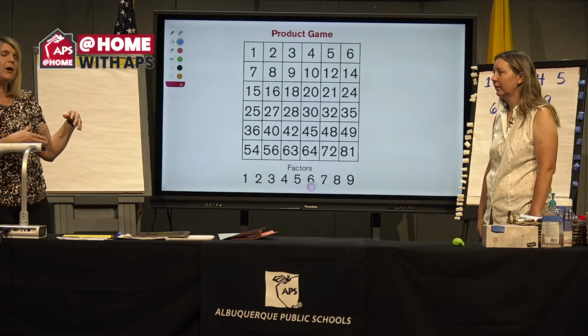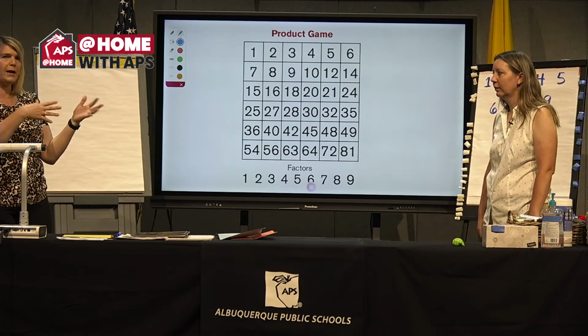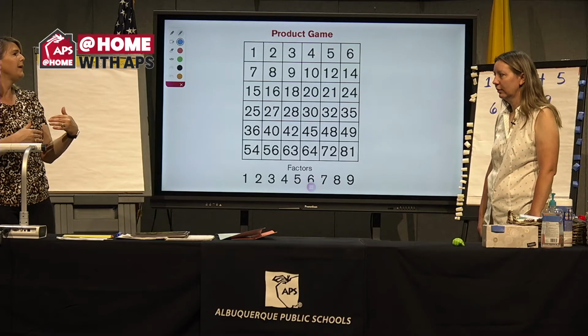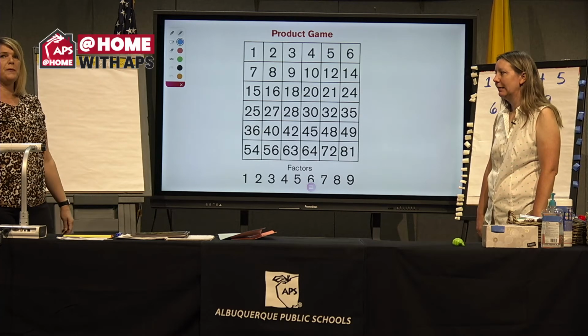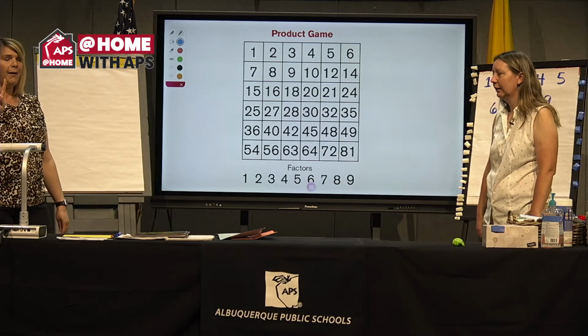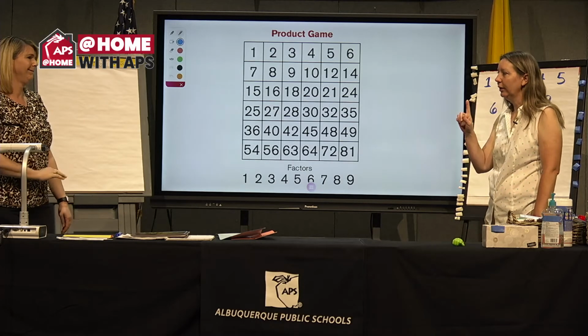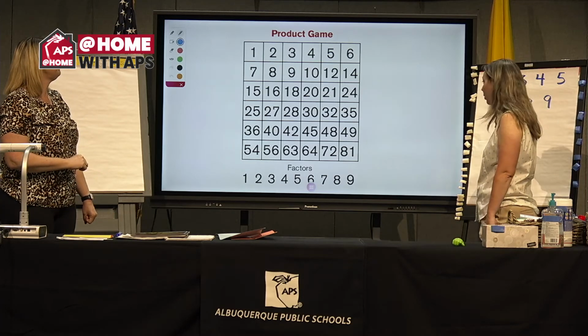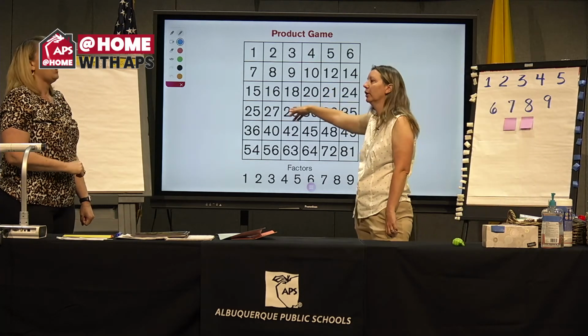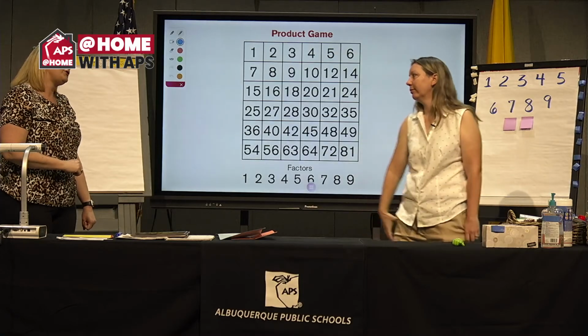So if you have something at home, for a marker or a counter, something that you can put on that would distinguish who's who when playing the game. Because remember, the first one that gets 4 in a row is the winner. All right, so I have a question for you. What happens if I come up with a product that's already covered? Then you lose your turn.